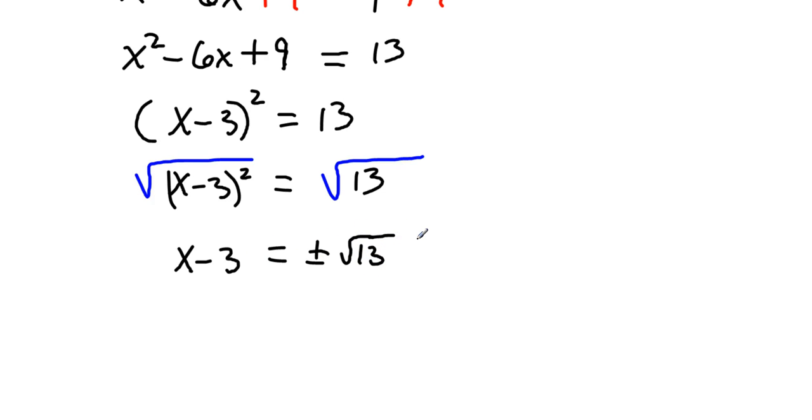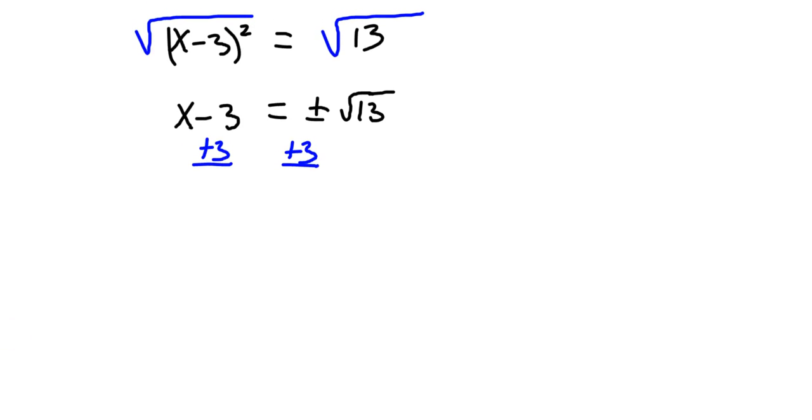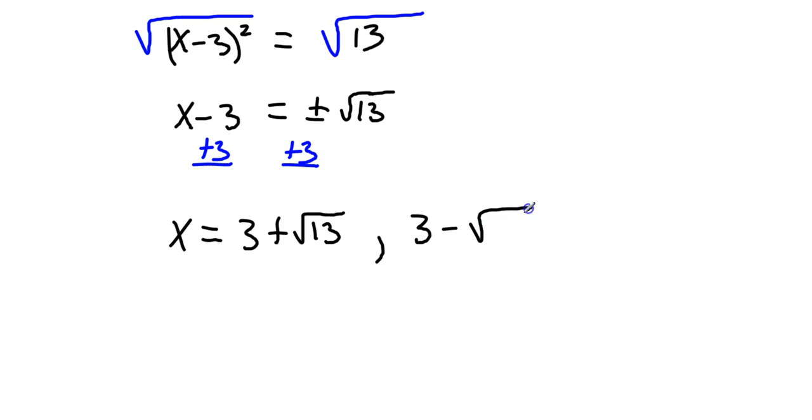And then the last thing we have to do, just like we did in the first part of that section, add the 3 on both sides. So your two answers would be that x would equal 3 plus the square root of 13, and then 3 minus the square root of 13.